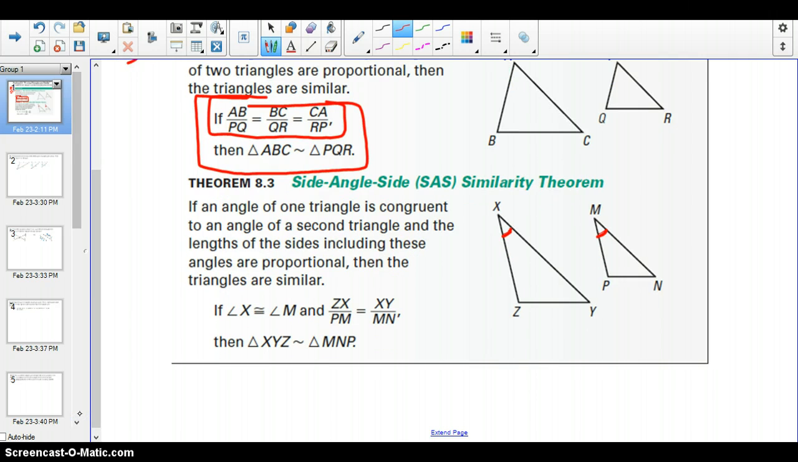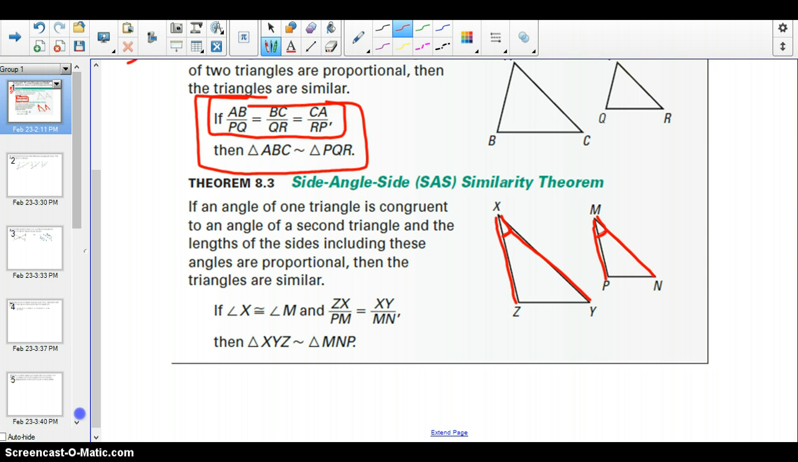Another one is the side angle side similarity theorem, and these are reminiscent of your triangle congruence shortcuts. So this one is probably, again, just what you think it is. Side angle side means that if you have one corresponding angle congruent, in this case it's X and M, and then you have the corresponding sides proportional. So like XZ would be proportional to MP and XY would be proportional to MN.